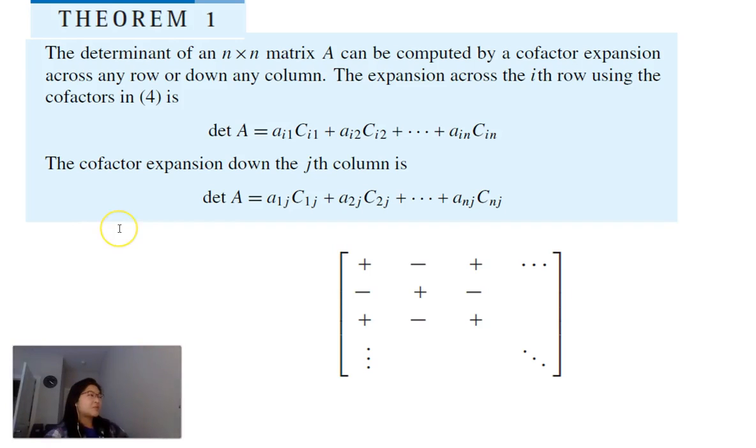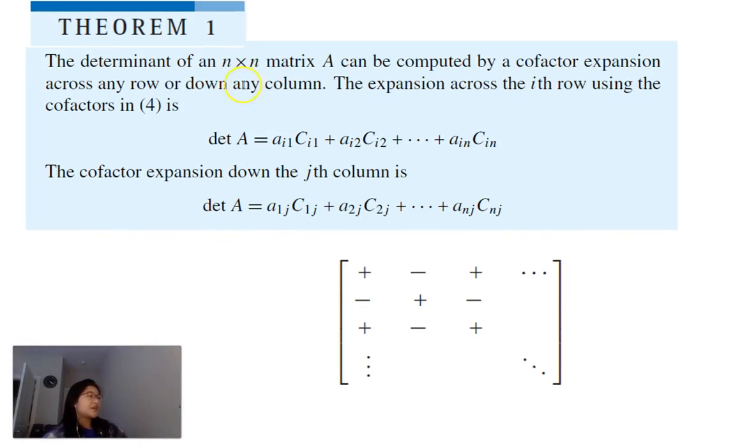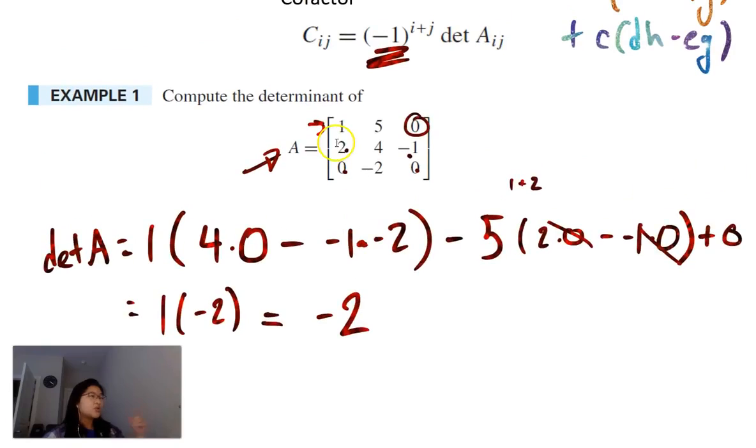That fact would come up again. So the determinant of our n by n matrix A can be computed by a cofactor expansion across any row and down any column. So we don't have to go across our first row if another row is more convenient. And just thinking about that and what we had before in this problem, was it most convenient to go across this first row?